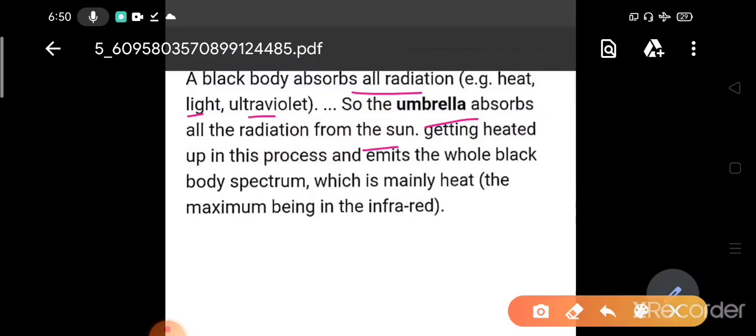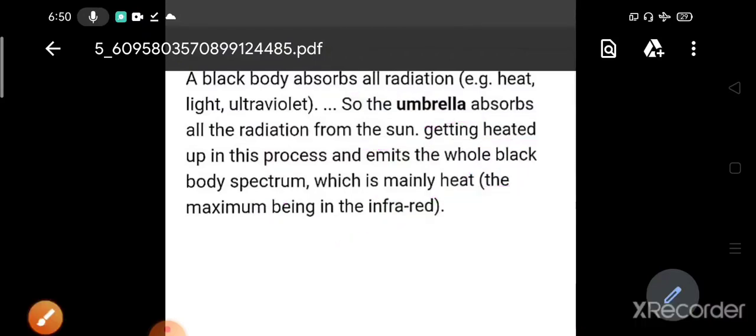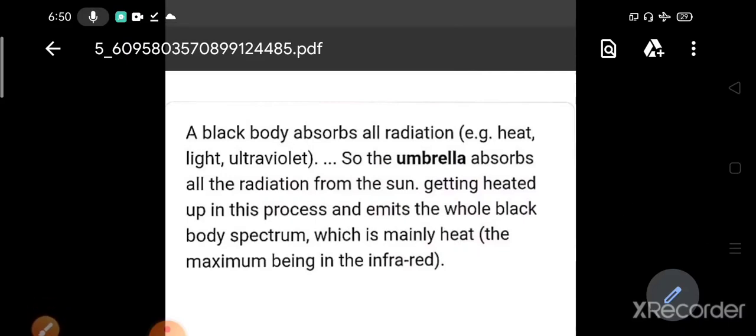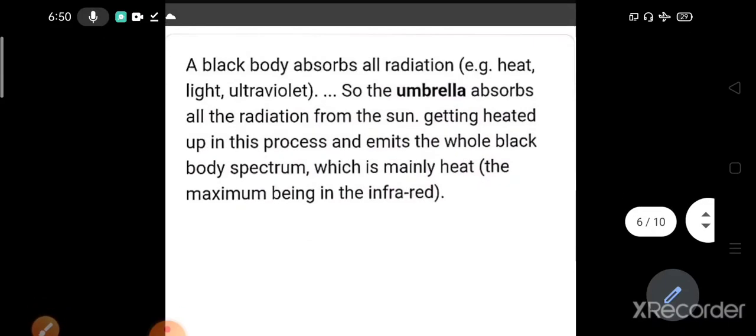As it absorbs all the radiation, it gets heated up in this process and emits the whole black body spectrum, which is mainly heat, with the maximum being in the infrared. So black body radiations are not reflective radiations, they are thermal radiation.